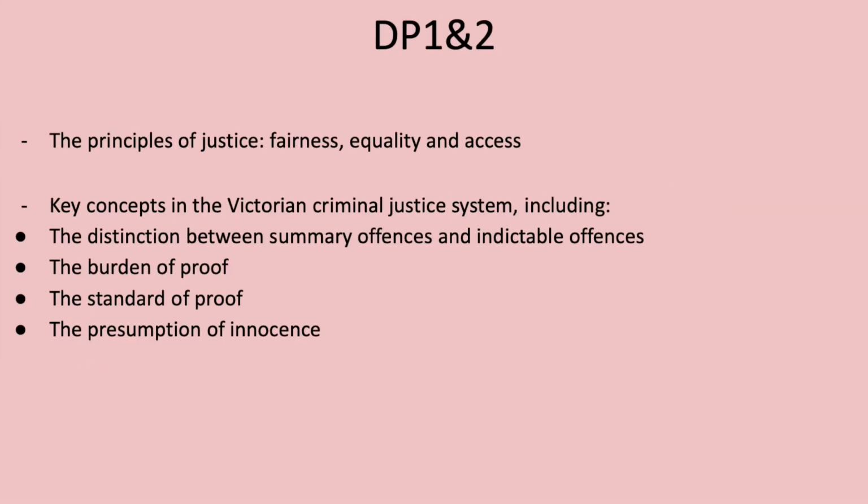The focus of today's video will be dot point 1 and 2. The principles of justice: fairness, equality and access, and key concepts in the Victorian criminal justice system, including the distinction between summary offences and indictable offences, the burden of proof, the standard of proof, and the presumption of innocence.